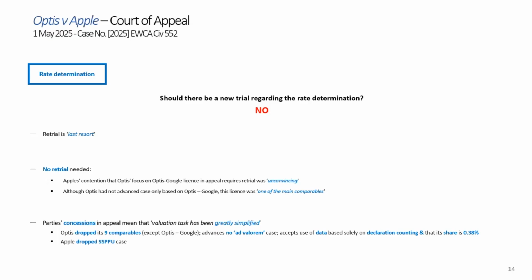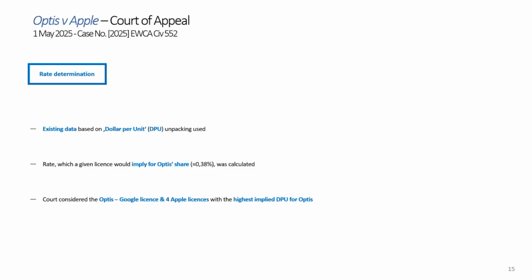So what did the Court of Appeal do then? How did it make the FRAND determination? What was different? Basically, the Court of Appeal relied on the evidence that had been produced in the first instance. And it particularly relied on data which was based on a dollar per unit unpacking of licenses. So this was something that the expert had delivered, and as we said already, the High Court ignored. But this data, in the eyes of the Court of Appeal, was relevant and could be used here.